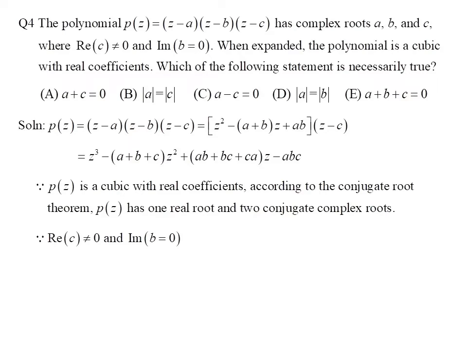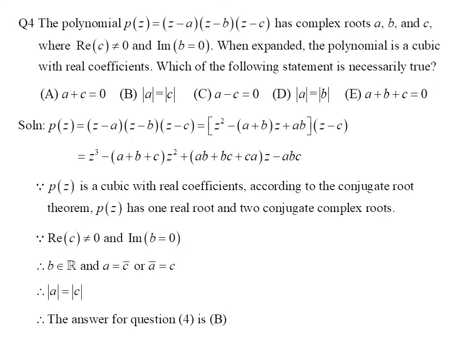Since the real component of c is not equal to 0, while the imaginary component of b equals 0, it follows that b is a real number, while both a and c are conjugate complex numbers, which implies that the modulus of a equals the modulus of c. Therefore, the answer for question 4 is B.